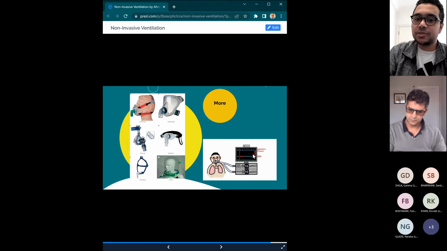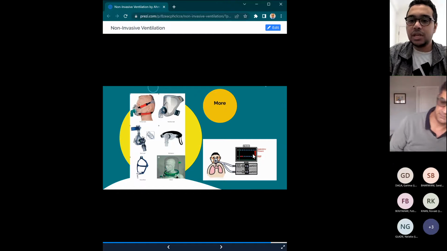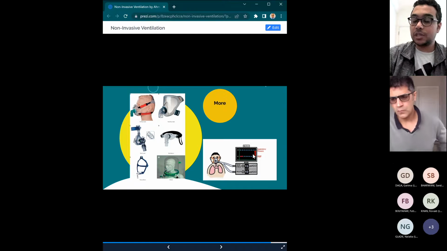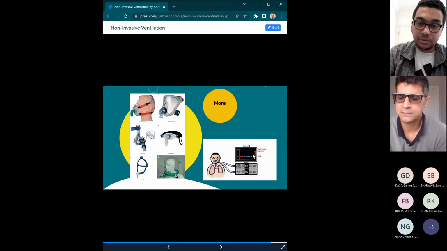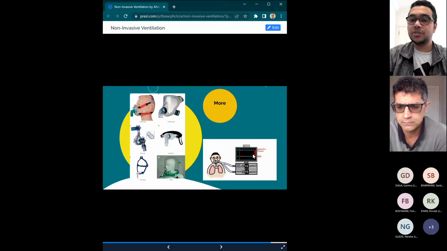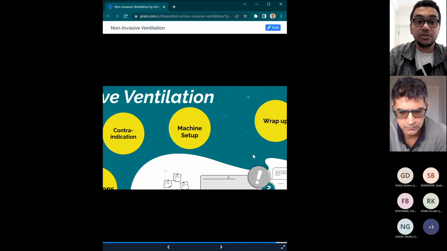On the machine, as I said before, if you're setting CPAP mode, you set PEEP only, and that will be your CPAP mode. If you're setting BiPAP mode, you set PEEP and pressure support, and accordingly assess your patient clinically, assess the gases within 30 minutes or 1 hour, and then change the amount of pressure you're offering to your patient accordingly.